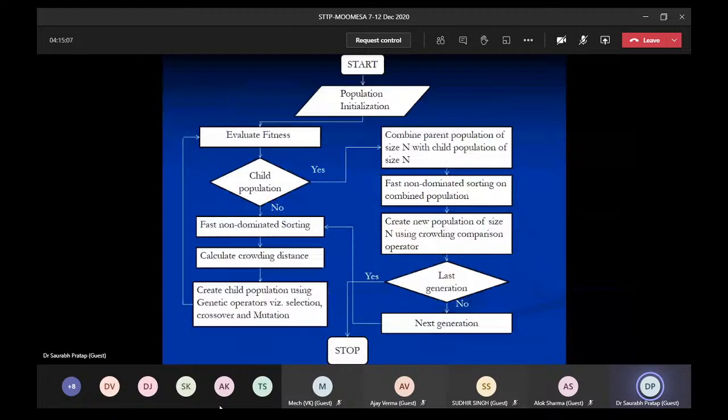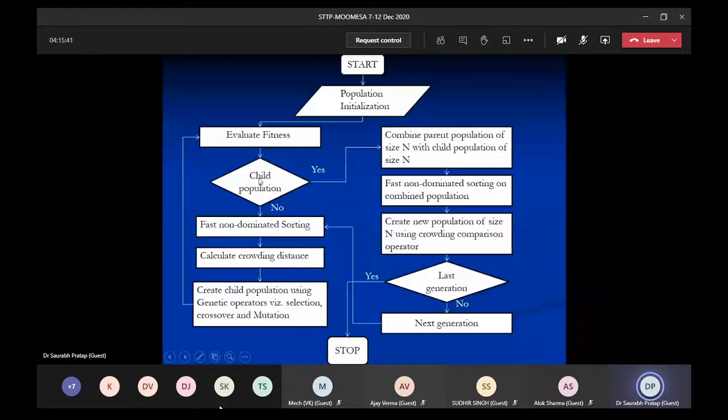First of all we have to initialize the population, and for that random population we calculate the fitness function. After that we go for fast non-dominated sorting and calculate the crowding distance, and then create the child population using the genetic operators. We use the selection process, crossover and mutation, and again calculate the fitness function.